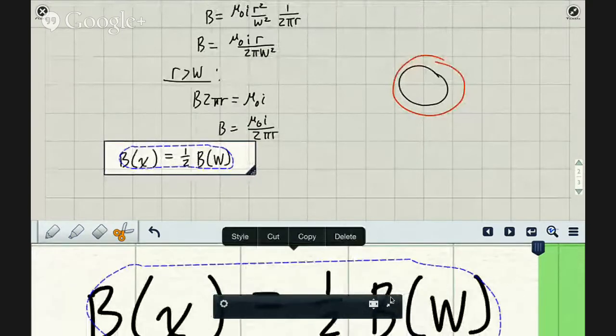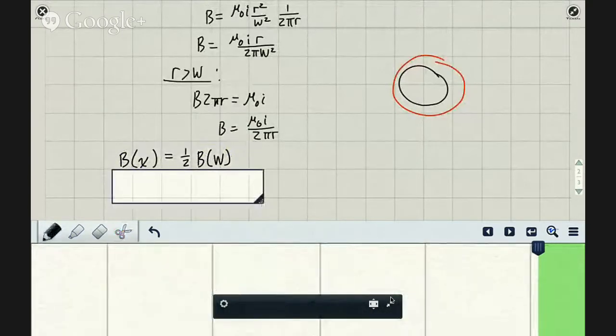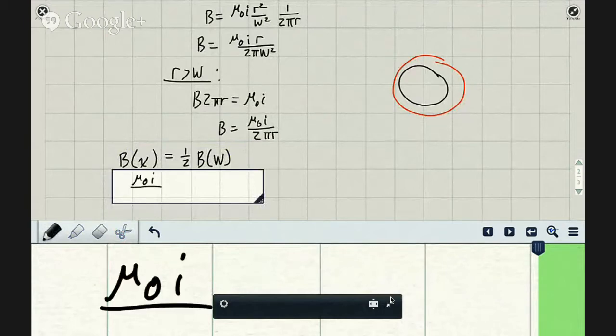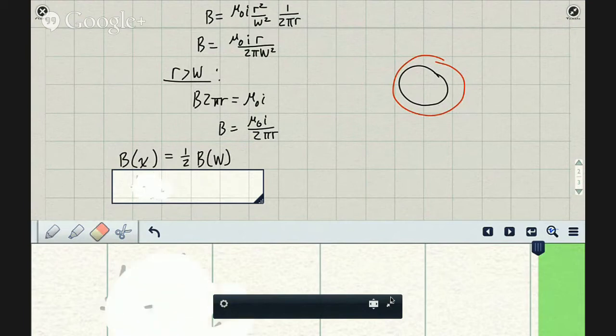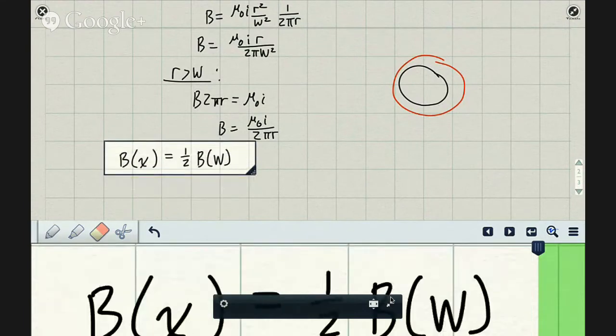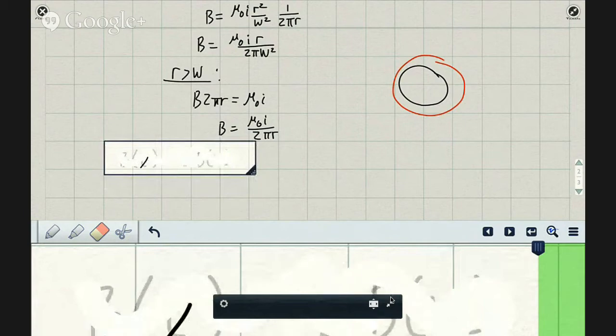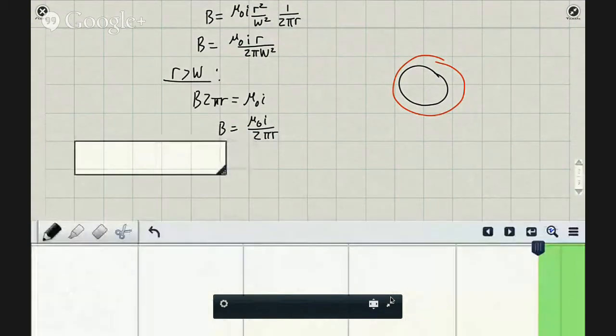The whole first half of what I did just seems like a huge waste of time now. Anyway, this is going to be mu naught I over 2 pi x. Find the points x. So we're going to have two different possibilities here: x less than w and x greater than w.